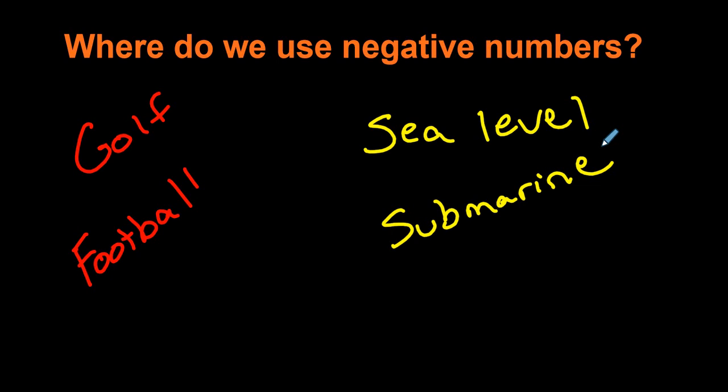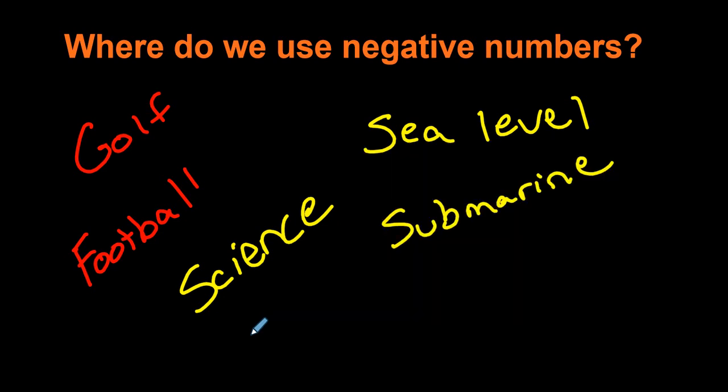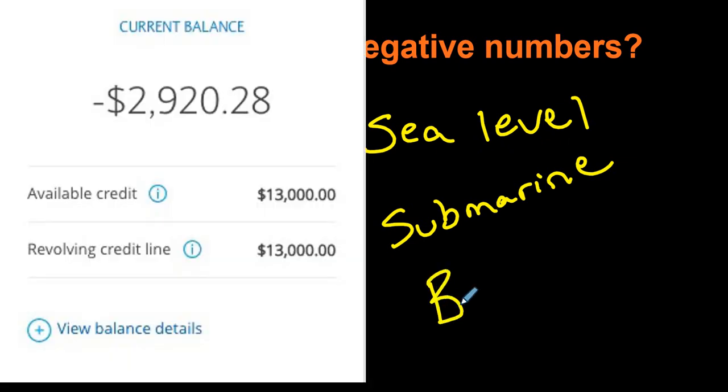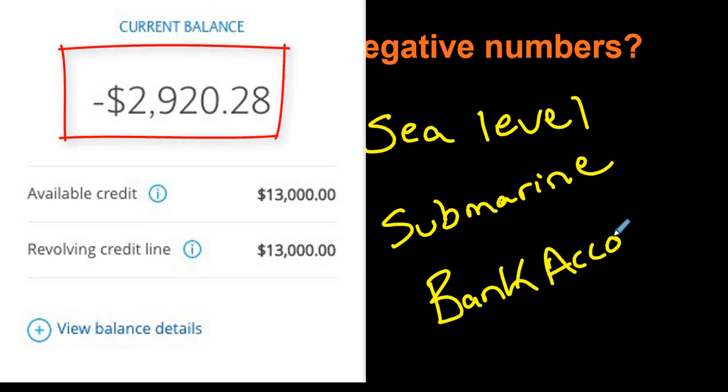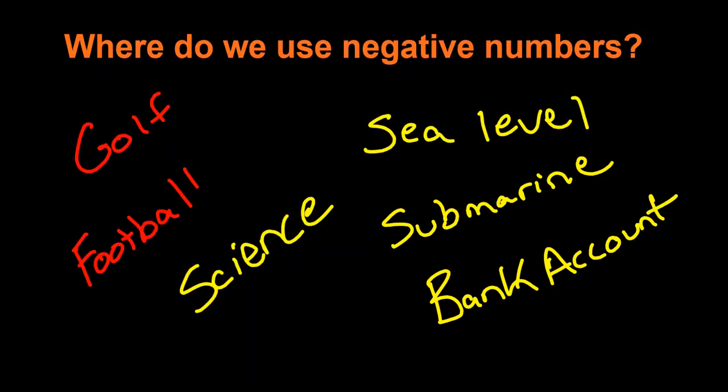So we have this for many different uses. Science uses it. We're talking about atoms and the charges on atoms. They have negative charges a lot of the time. Okay, so there are many different uses for negative numbers. Oh, one more that's important. Bank accounts. If you are in debt, you have negative money. You don't have zero money. You have negative money. So there are many different uses like that.